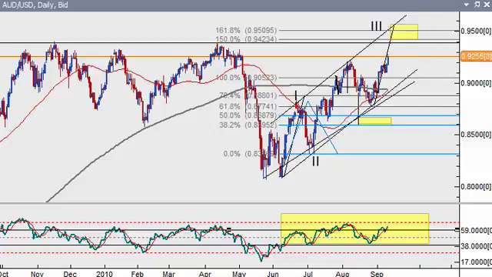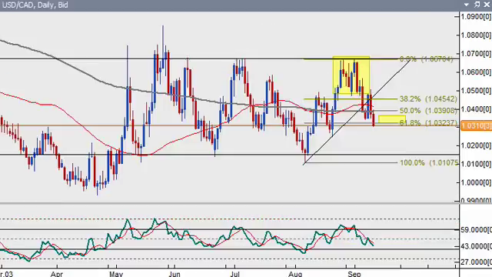Okay, so those are the Australian US dollar and your US dollar Canadian dollar pair, both looking weak for the US dollar. And that wraps it up for today.